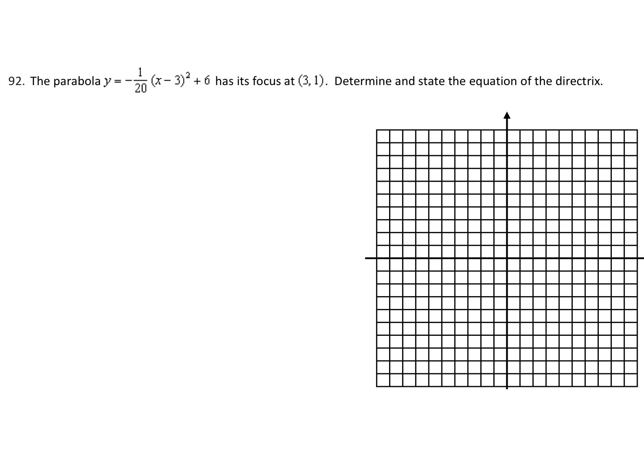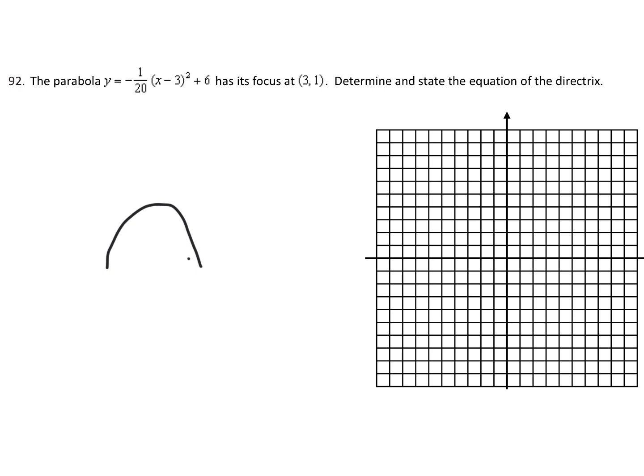Okay, so now I'm going to have you flip ahead. I think it's page 45 to number 92. So this time, look at this. This time they give us the equation of the parabola. And if you notice, look at that. There's a negative, which means our parabola is going to open down. So we're going to have a parabola that looks like this.